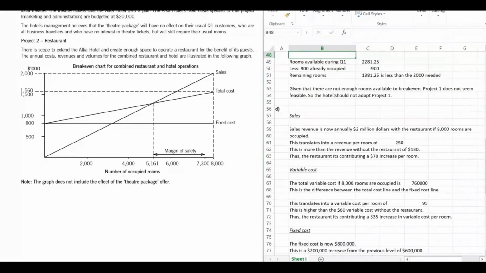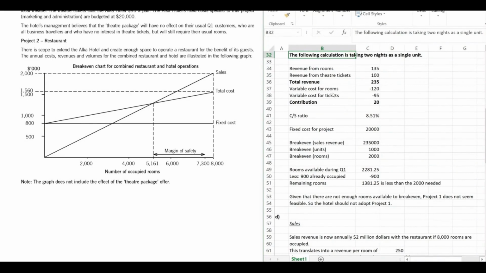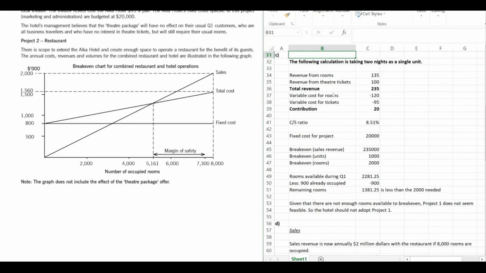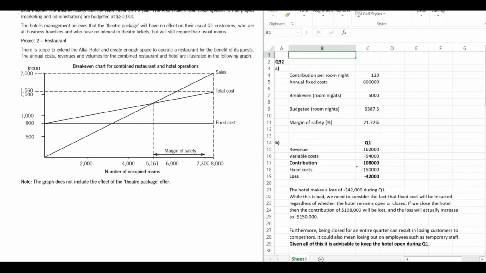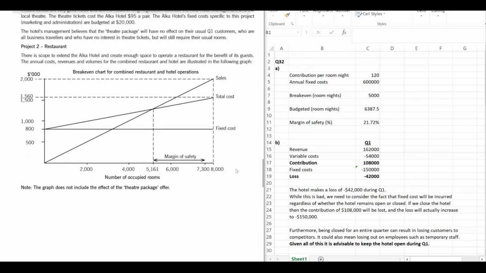Okay, that's the analysis. The calculations were mostly simple. Part C, we needed to just look at the tricks of 2 nights and a single room. Remember, when you're looking at quarterly figures and annual figures, as they were trying to use tricky numbers there. But apart from that, yeah, it's relatively straightforward.